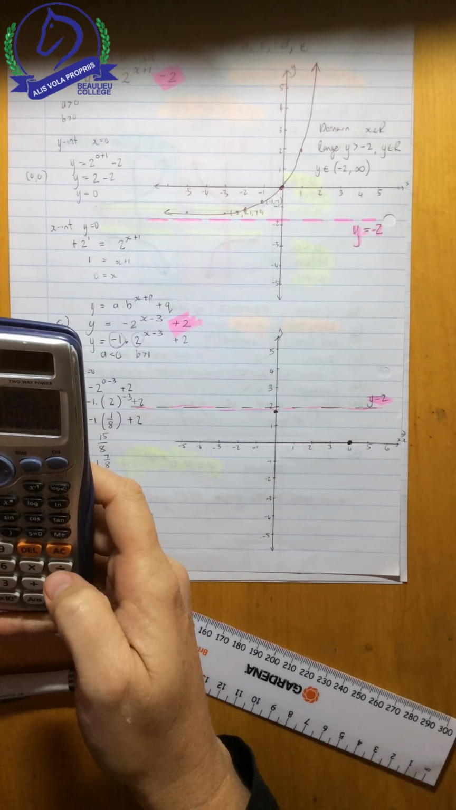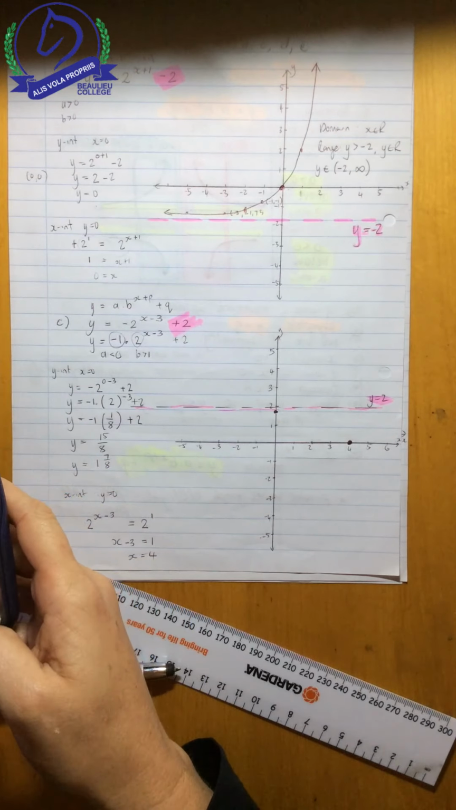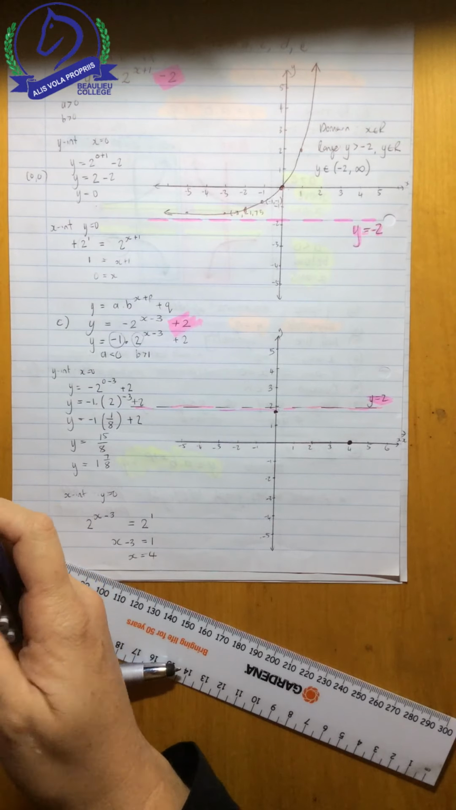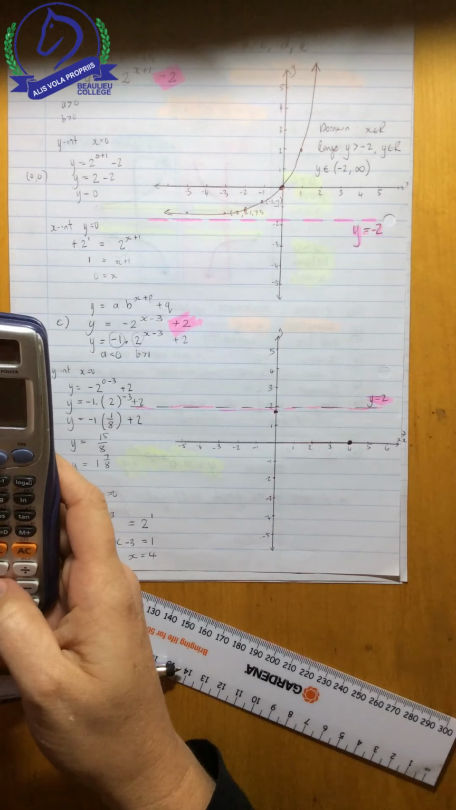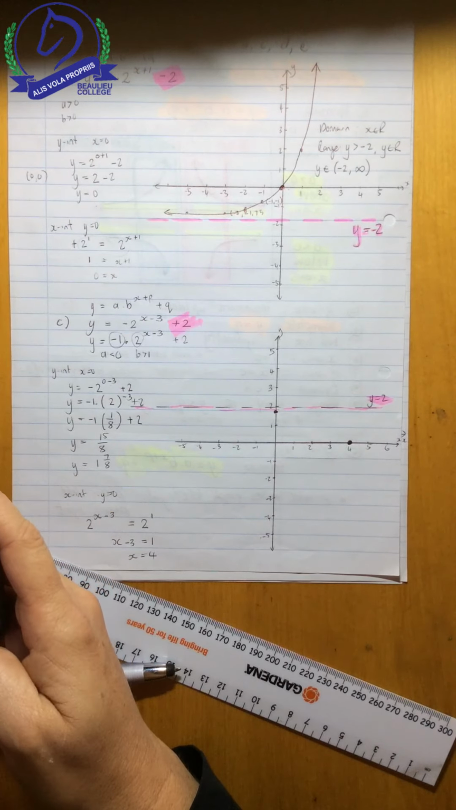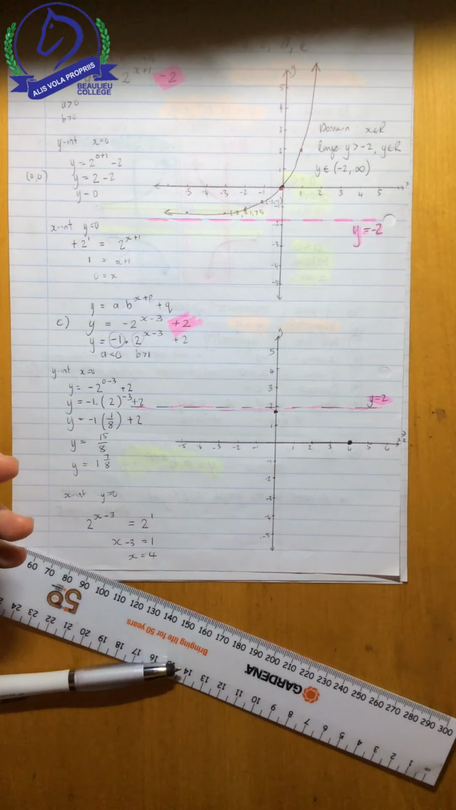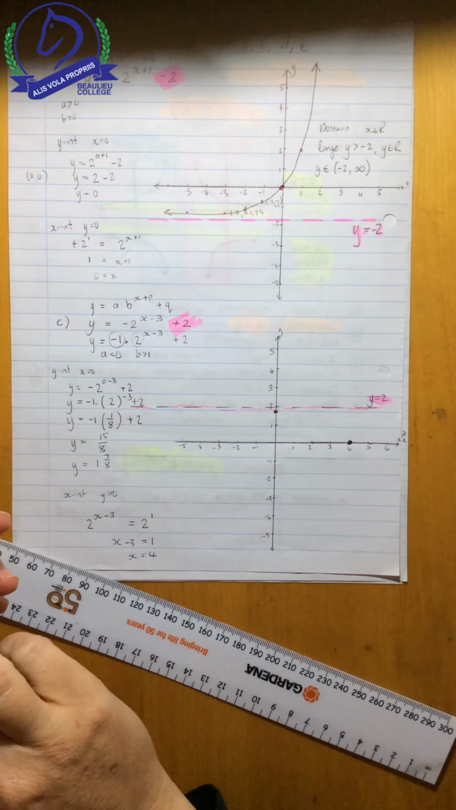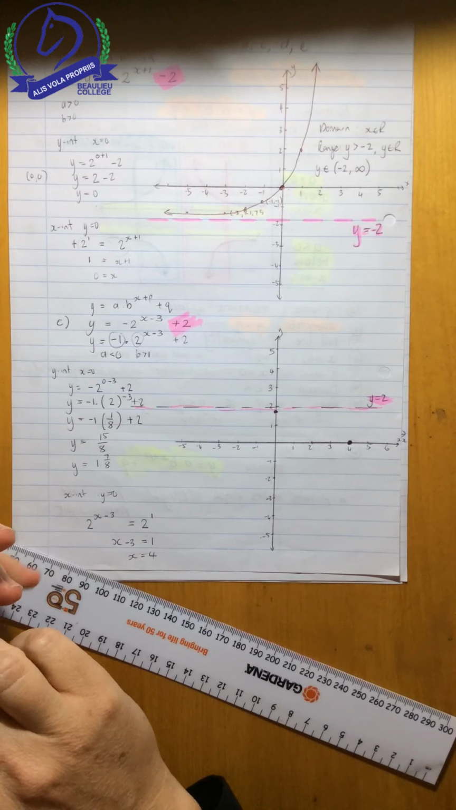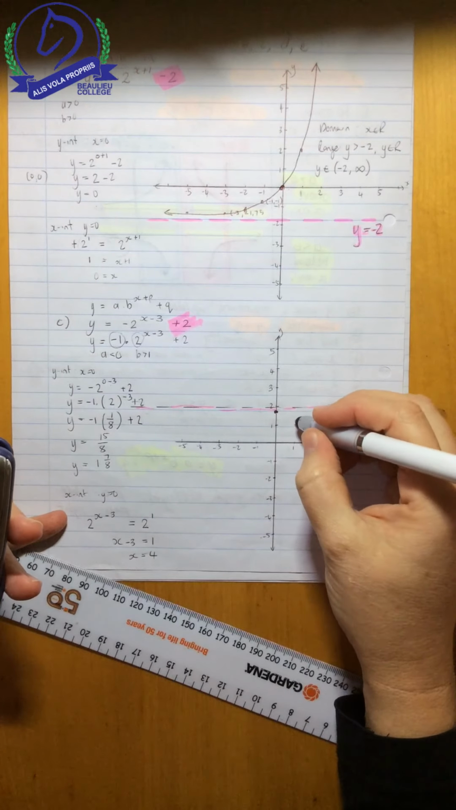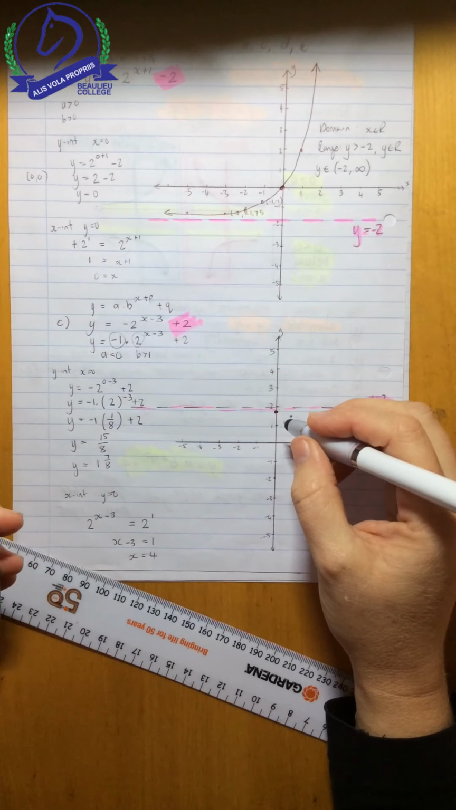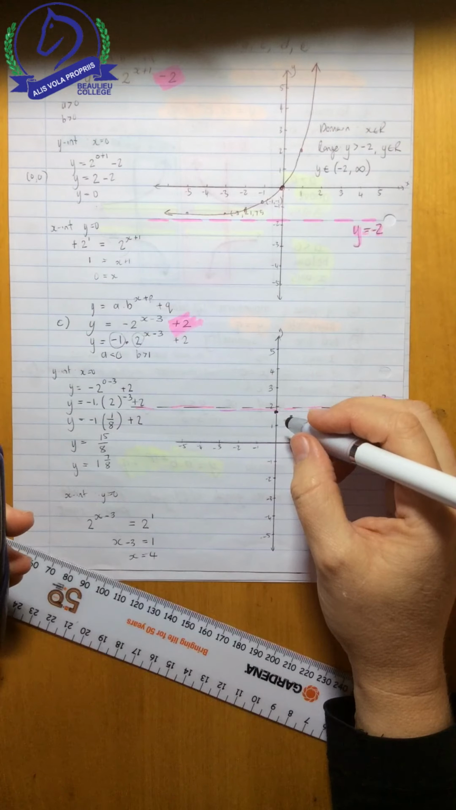So on my calculator table mode, y is equal to minus 2 to the power of x minus 3 plus 2. I'm going to start at negative 5. I'm going to end at 5 in steps of 1. Right, so let's first look at the values. At 1, I have 1.75. That's about there.